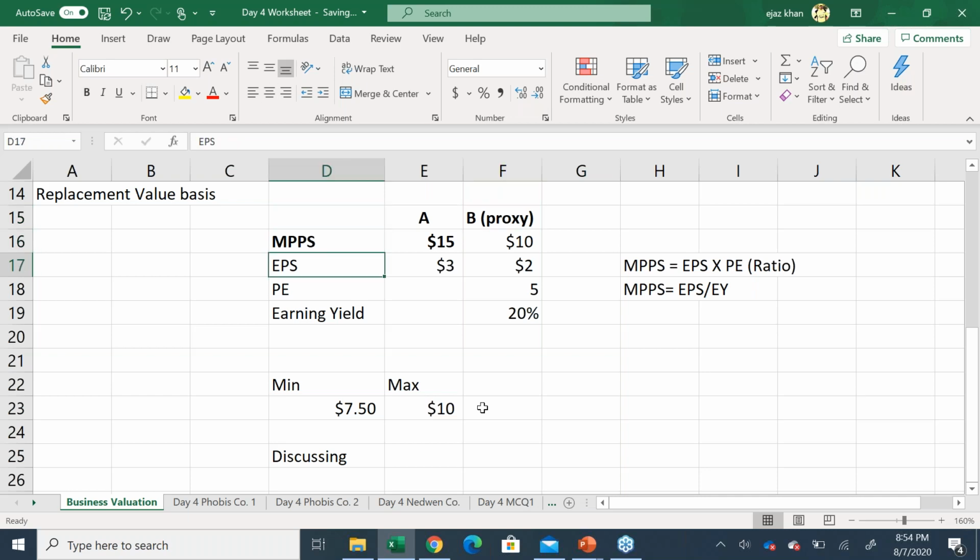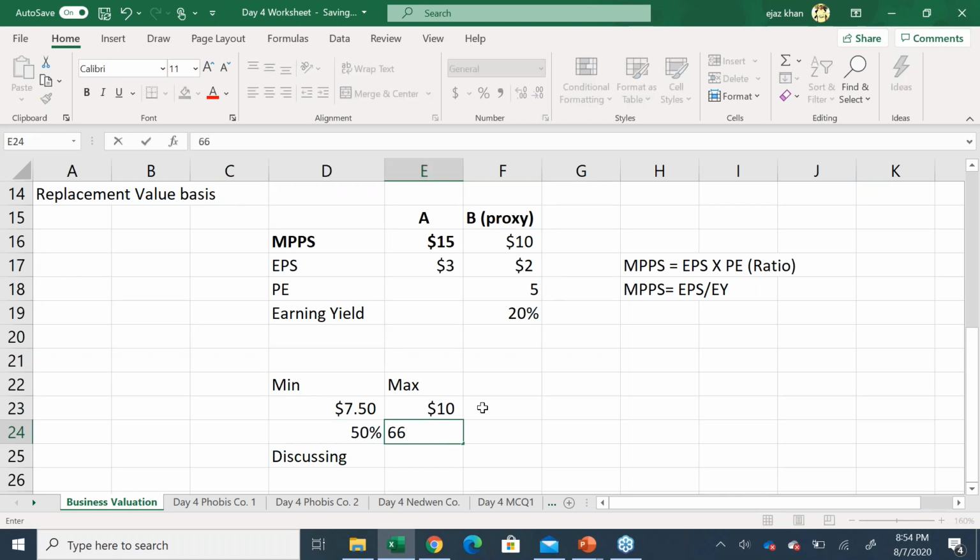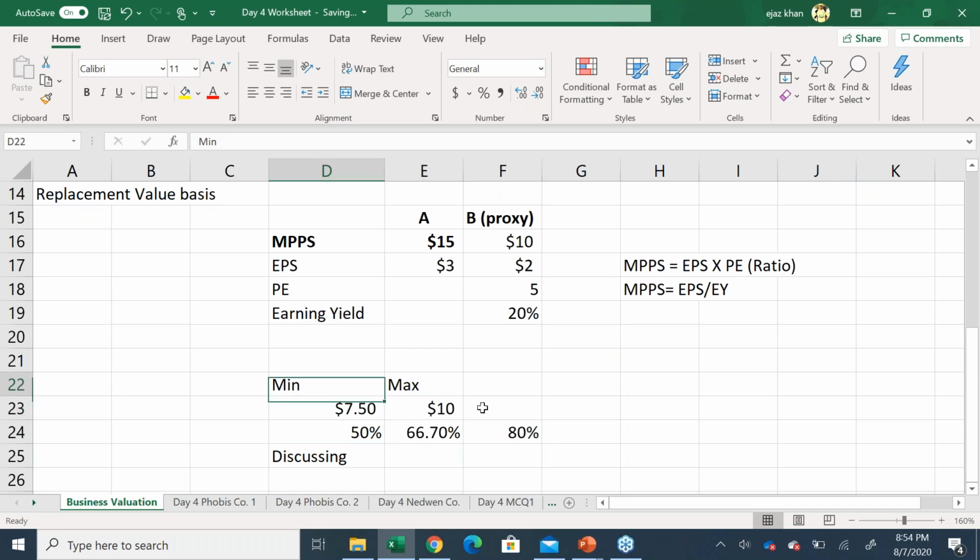Like, I took 50% here, I took 66.6% here. Few people may take 80%. That's why I said it's a very subjective matter. They may take 80% of this value, $12. They may take 90%. It depends on individuals, but usually it's half to 2/3, because a listed company is less risky than an unlisted company.